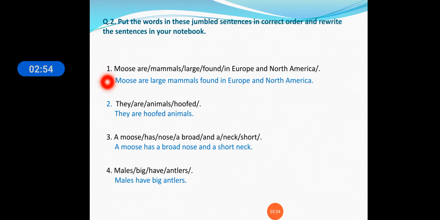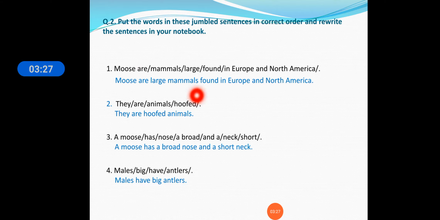So, moose are mammals large found in Europe and North America. Moose are large mammals found in Europe and North America. What is a moose? We have explained in the live class what a moose is, right? A moose is an animal. It looks like a cow, but it has horns like a deer. We have seen the picture today in the live class.